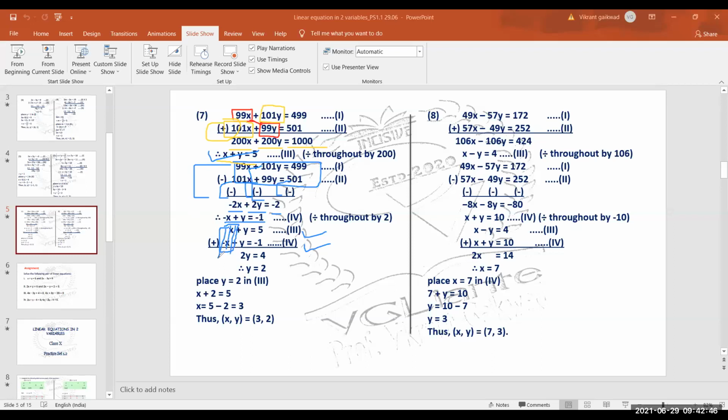So y plus y is what? 2y. So what you have got, 2y equals 4. So what will be the value of y? y would be 2. So place y equals 2 in the equation. So what you will get? x plus 2 equals 5. So x equals 5 minus 2, that is 3. So thus x comma y equals 3 comma 2. Is this clear to all the students?